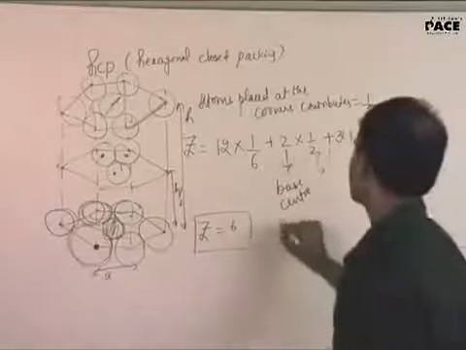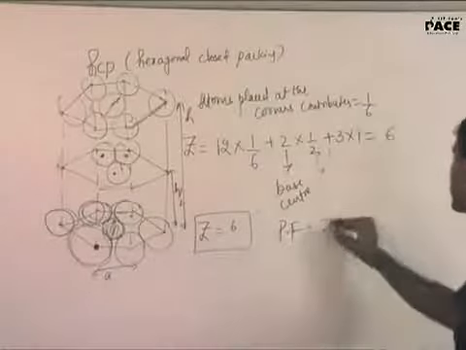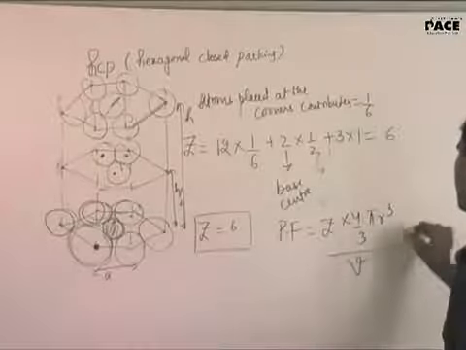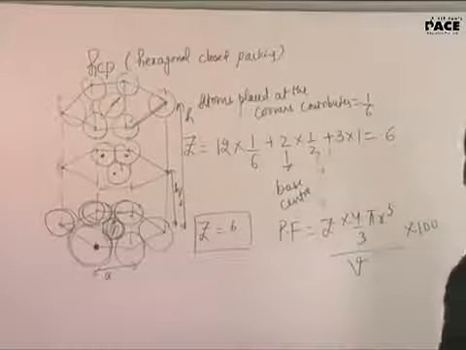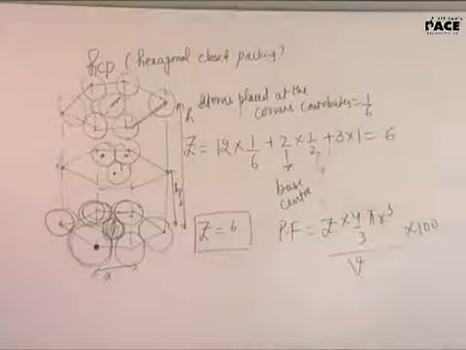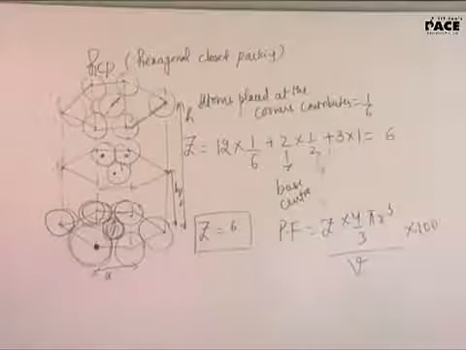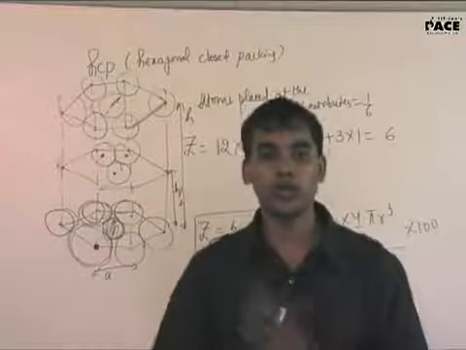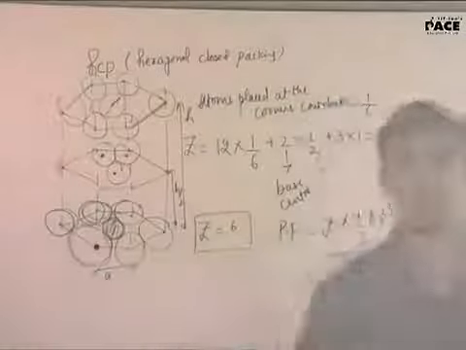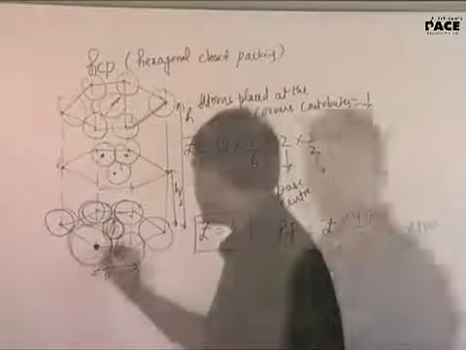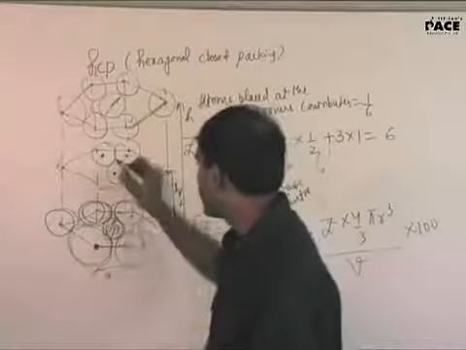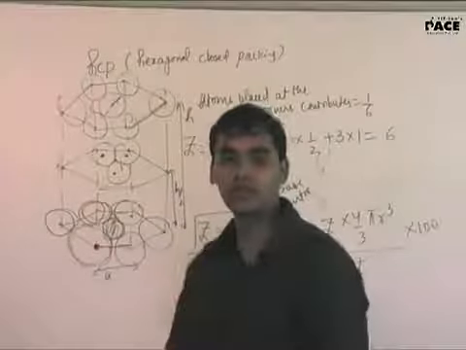What will be the packing fraction? I can say it will be Z into 4 by 3 pi r cube divided by volume into 100. Now do it. Excuse me, sir. We're supposed to calculate the packing fraction in terms of H? No, we have to find it. Give me an exact percentage. See, I'll give you one hint. Take this side, okay, and take this center, okay.